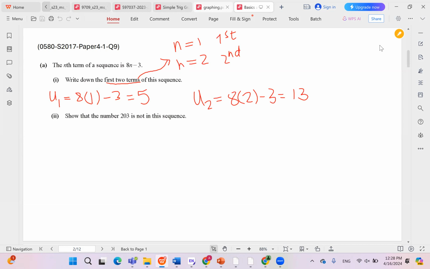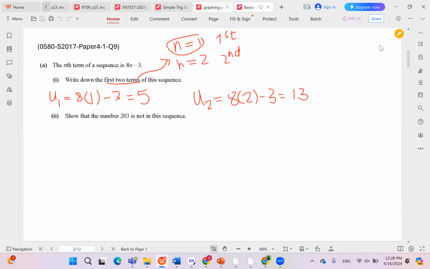Show that the number 203 is not in the sequence. So n can only be a counting number. So it can be 1, 2, 3, 4, and so on. It cannot be negative, it cannot be 0, and it cannot be a decimal. Because n is the index of the term. It's the first term or the second term. So you cannot have a 1.5 term, for example. That does not make sense.